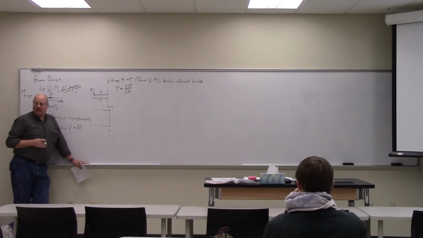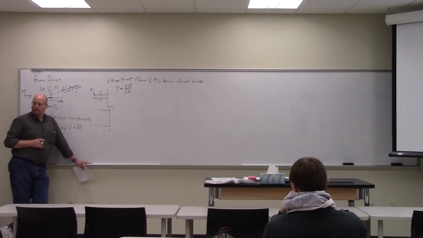What is tau at the edge, at the top surface? What is the shear stress at the top surface? 0. Why? Because there is no area above. Right, so Q equals 0. What about the bottom surface? 0 also, right? Because there's no Q below, no area below. So we know tau is 0 at the top and bottom.